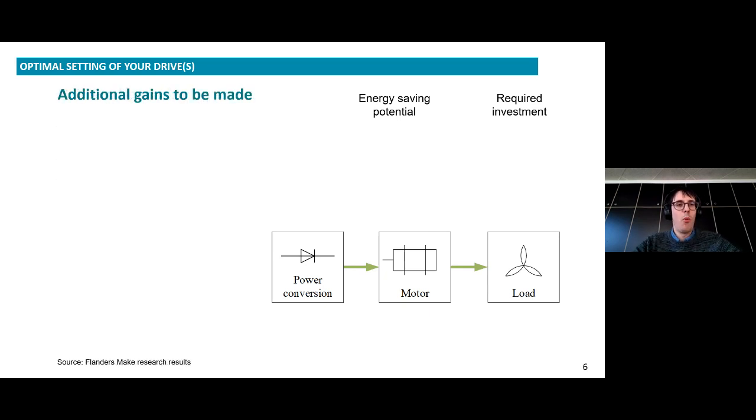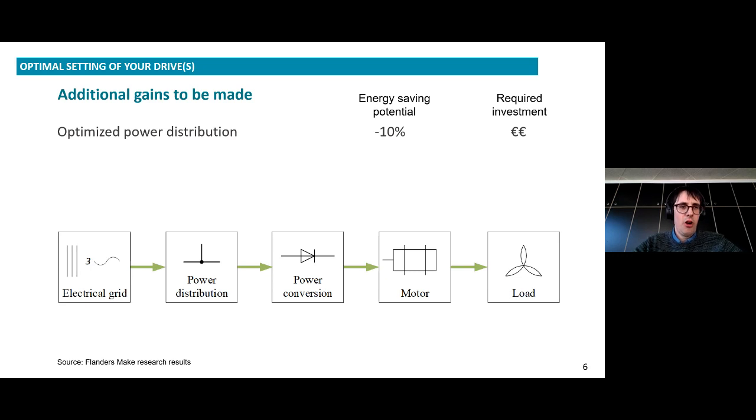So those are well-known improvements, but there are other energy saving potentials out there, such as optimizing your power distribution. It's a recent result from Flanders Make, where the energy saving potential is up to 10%, but of course it requires again an investment to redo your power distribution.